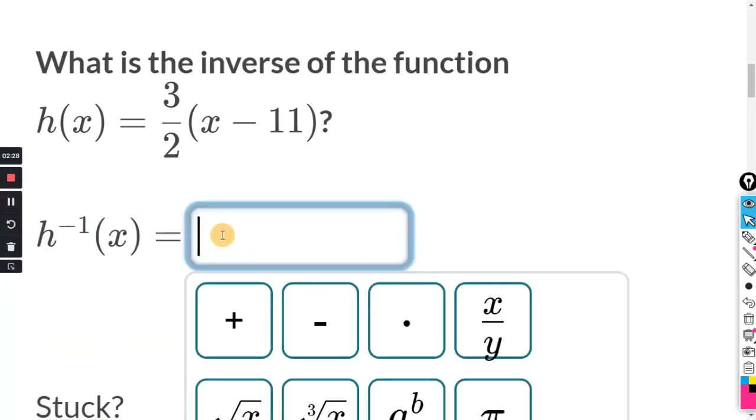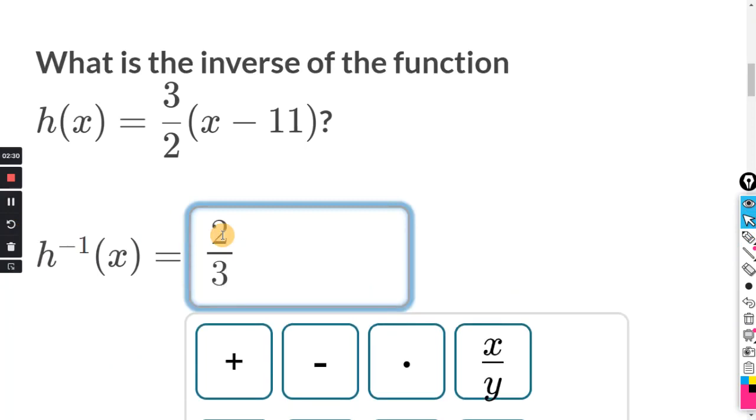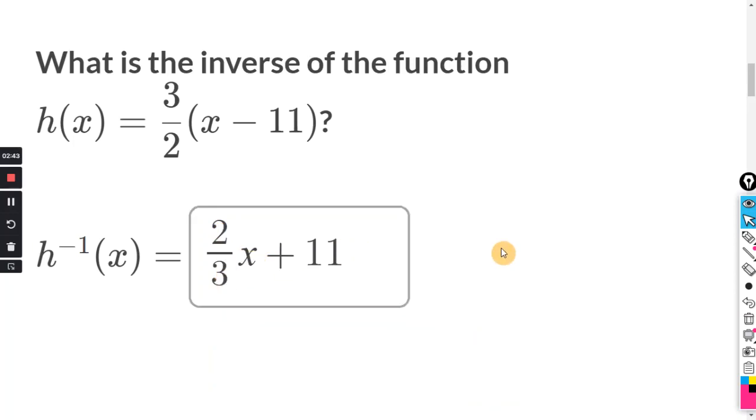So in the box, I'm going to type 2/3. Hit the right arrow key, type x, and then plus 11. When you're in the denominator here, you have to hit the right arrow key to bring the cursor back up. But it's 2/3 x plus 11. You don't need to write y equals because this inverse h of x represents the new y. So that's your final answer.